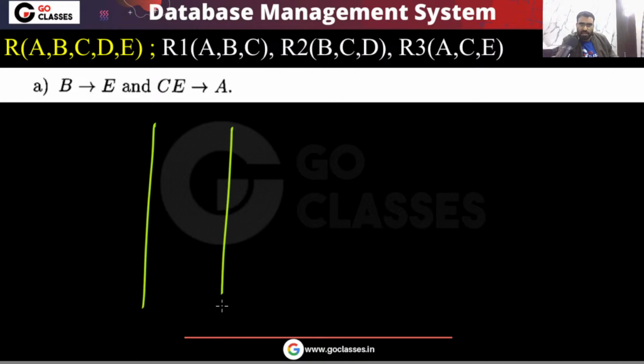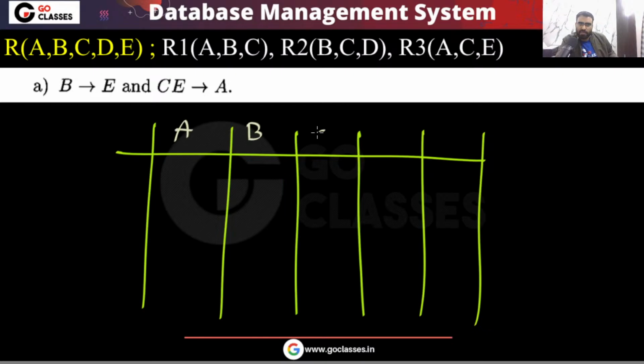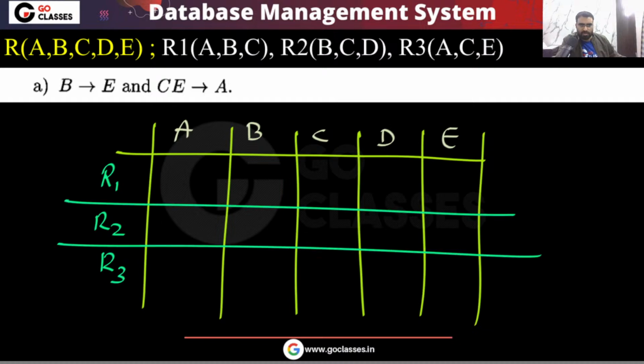Okay, so let's see how many attributes there are. A, B, C, D, E. 5 attributes. So let me create it like this. These are the attributes: A, B, C, D, E. These are the columns. And in the rows, I will put the sub-relations. So there are R1, R2, R3. There are 3 sub-relations. These are the columns. This is step number 1.